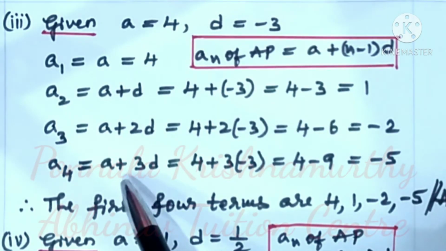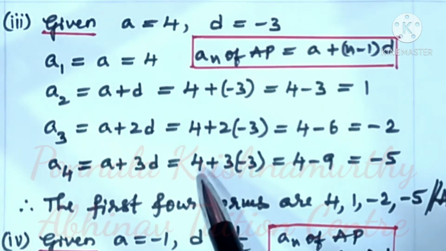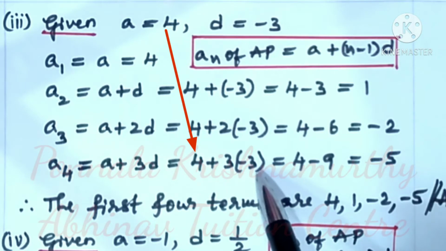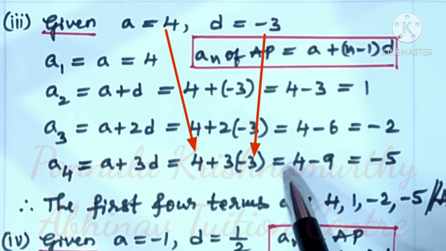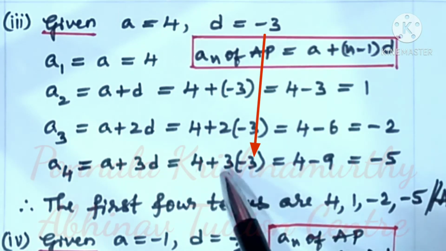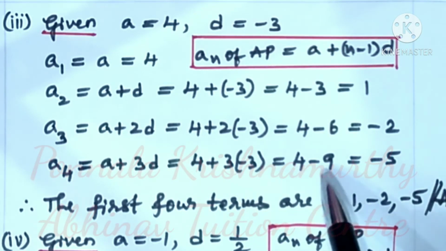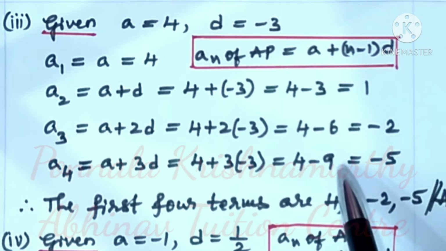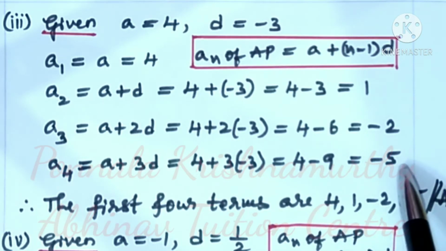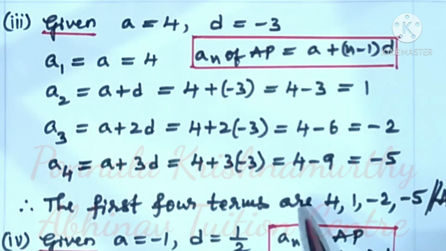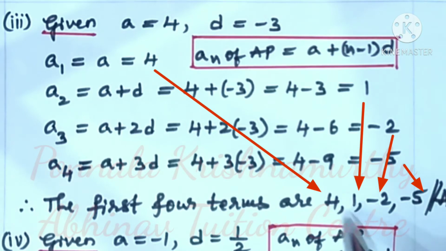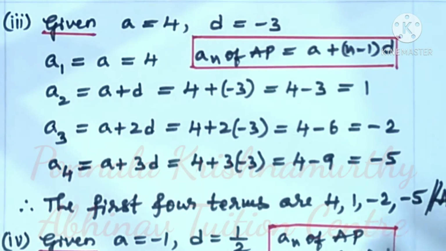a4 is equal to a plus 3d, that is equal to 4 plus 3 into minus 3. This is equal to 4 plus into minus, minus 3 into 3, 9. Here also different signs, subtraction, bigger number sign. So this becomes minus 5. Therefore, the first four terms are 4, 1, minus 2, minus 5. Answer.